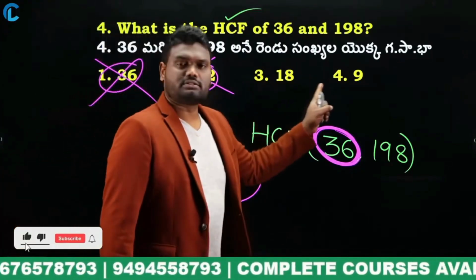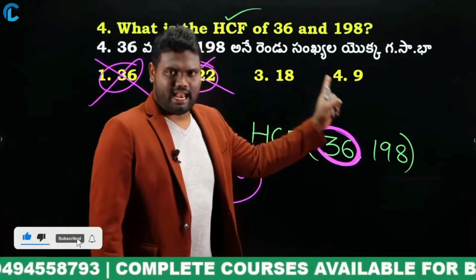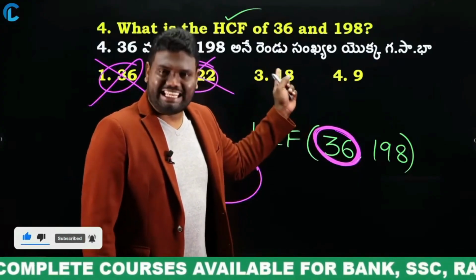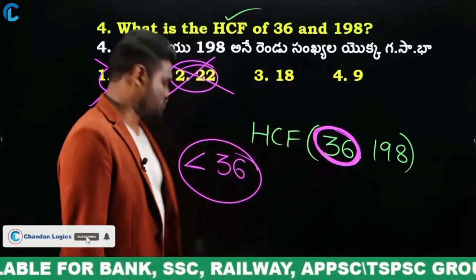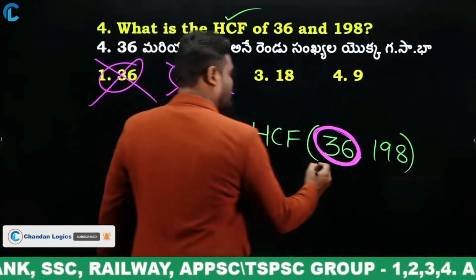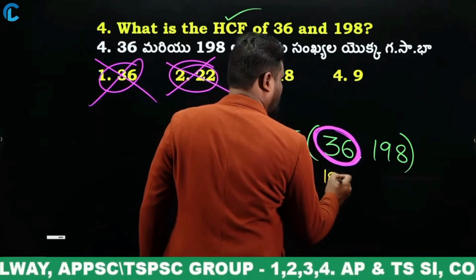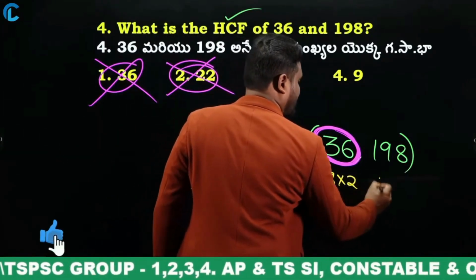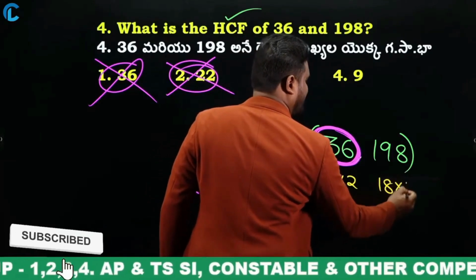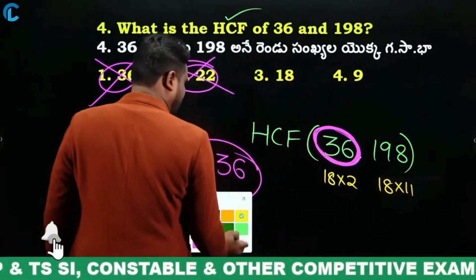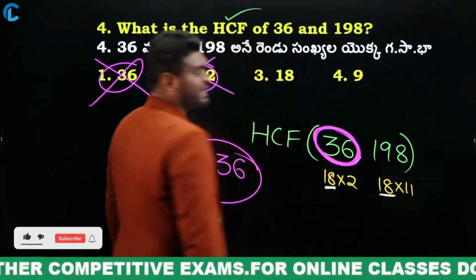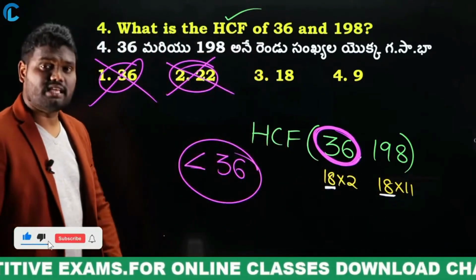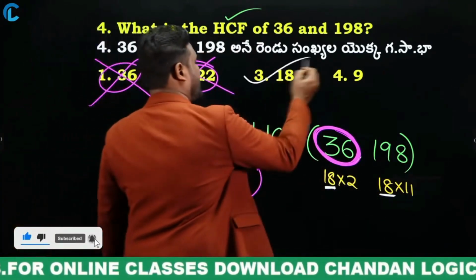Now if you observe here, 18 and 9, out of these two, 18 is a factor of 36 and 18 is a factor of 198 also. Observe carefully. 18 is a factor of 36, 18 into 2. Similarly, 18 into 11, yes or no? So 18 is a factor of 36, 18 is a factor of 198, which means the HCF for this is 18.